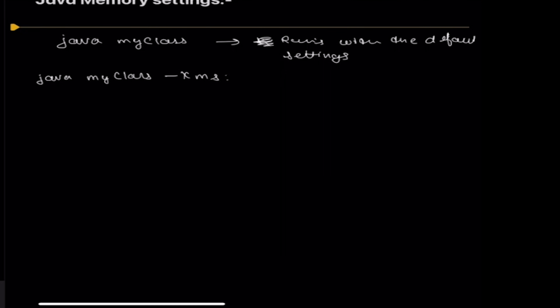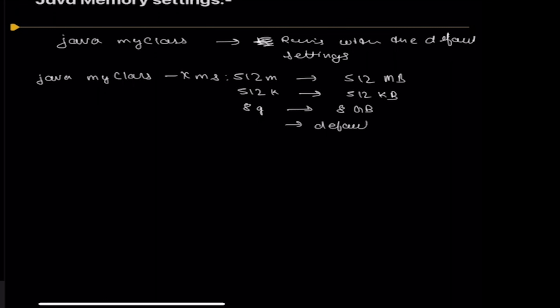So the first one is -Xms. It is used to set the minimum heap size. So here we have given it 512M. Basically, M corresponds to MB and it will set the initial heap size as 512 MB. If we give K, then it will be 512 KB. Similarly, we can use G for GB. There are other similar options for different memory units. So basically we can configure it in bytes, KB, MB, GB, whatever we want.